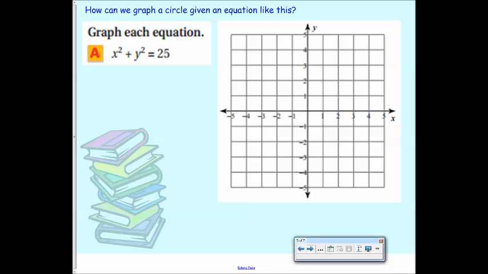Well, first of all, look at this. This part must be the what? The radius squared. So the radius here would have to be 5. Good. So I'm going to go 5 up, left, right, and down. Okay. But I need to find the center. What would the center be?